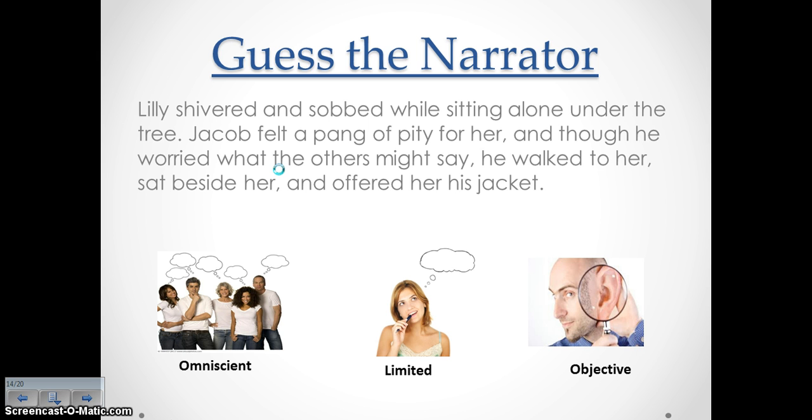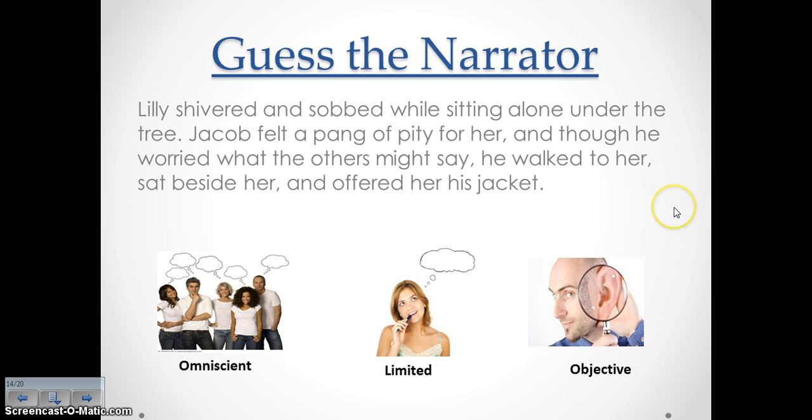Okay, so now it's time to do a little game called Guess the Narrator. We're going to give you some passages to read through, and then you are going to pick which narrator is correct: the omniscient, or all-knowing narrator; the limited narrator, which is one-sided a little bit, only knows one character, possibly two; and then the objective narrator, where they know the majority of what's going on, but they're not attached to the personal side of the story.